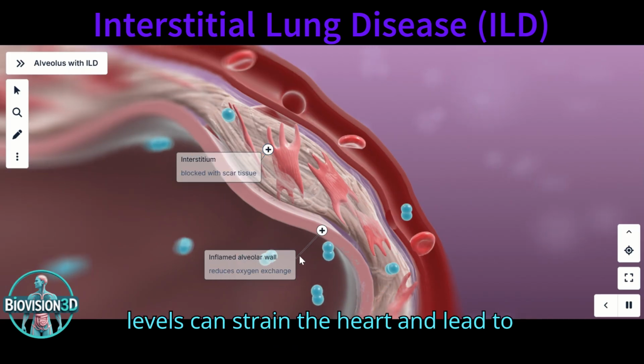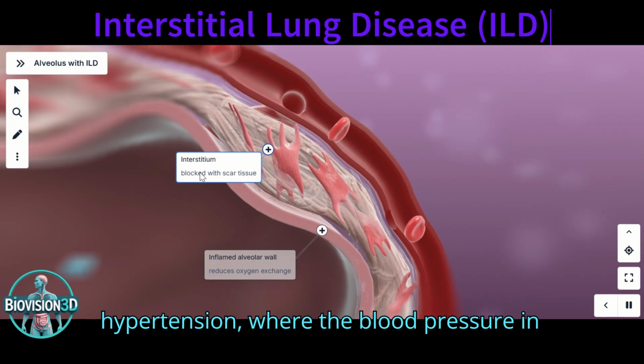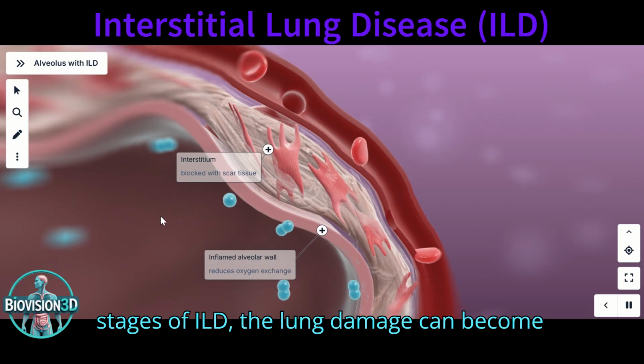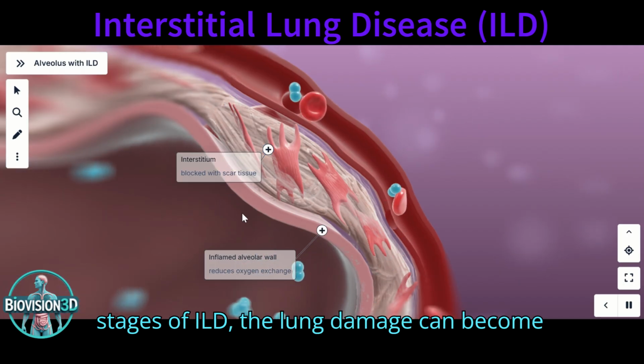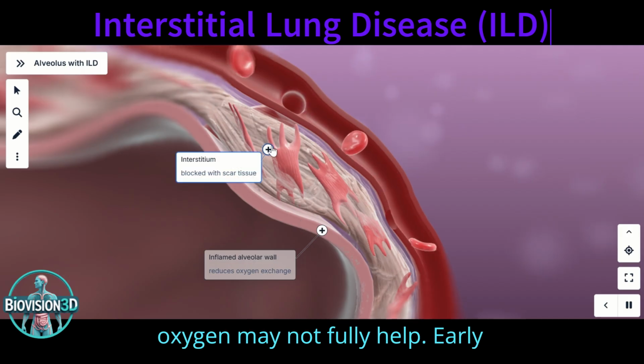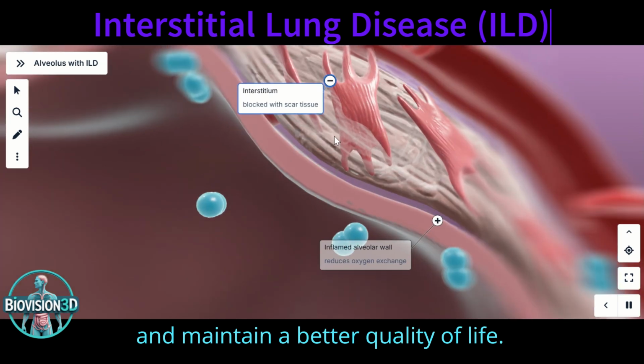Chronic low oxygen levels can strain the heart and lead to complications such as pulmonary hypertension, where the blood pressure in the lungs becomes too high. In advanced stages of ILD, the lung damage can become so severe that even using supplemental oxygen may not fully help. Early diagnosis and treatment are important to slow the disease, improve oxygen levels, and maintain a better quality of life.